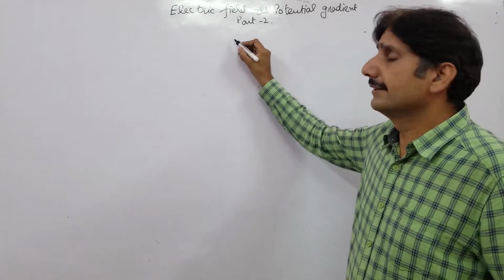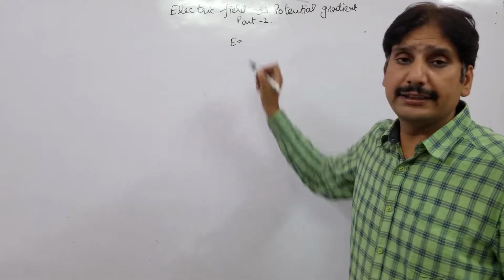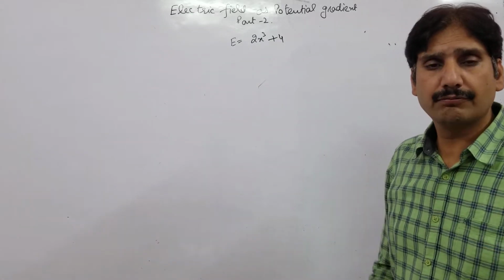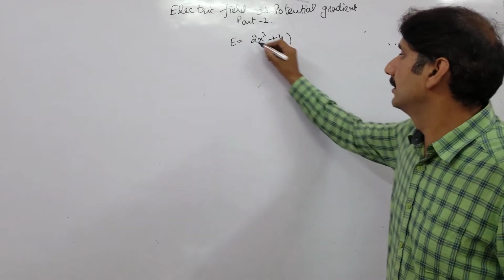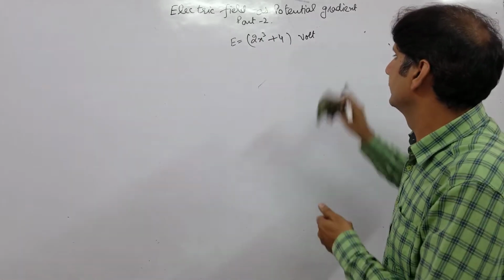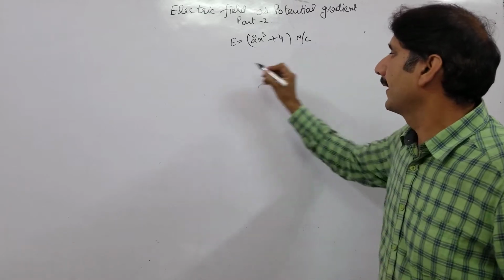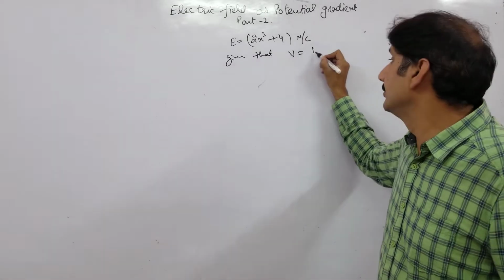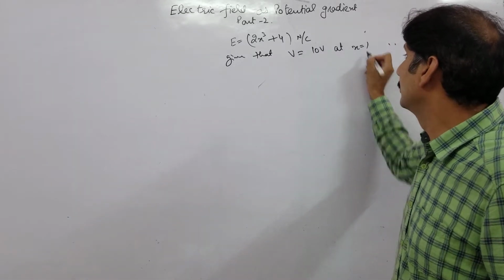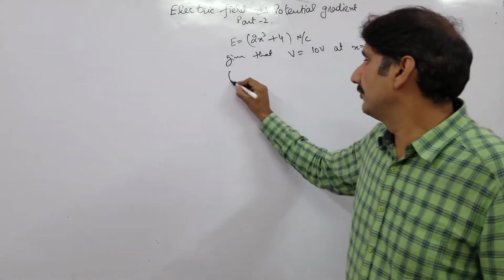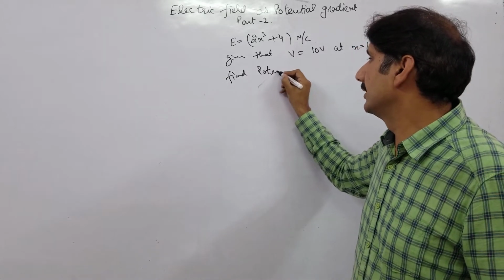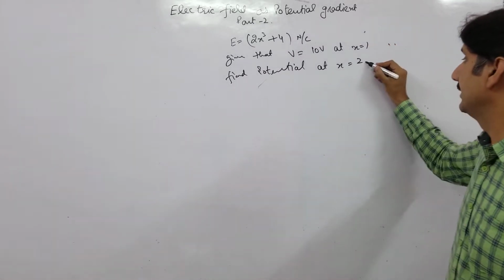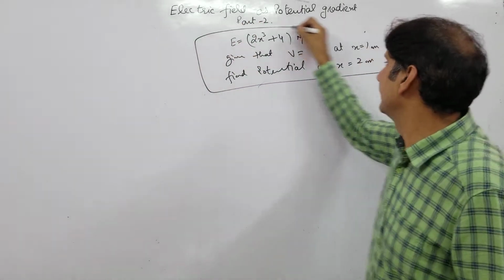Let us say that it is given that the electric field acting along the positive x-axis is 2x cubed plus 4 volts per meter, that is, newtons per coulomb. Given that V is equal to 10 volts at x equal to 1, find the electric potential at x equal to 2 meters. Now this is a complete question.